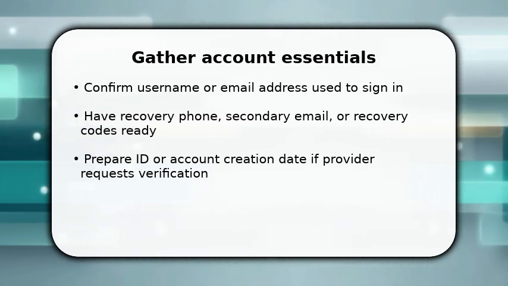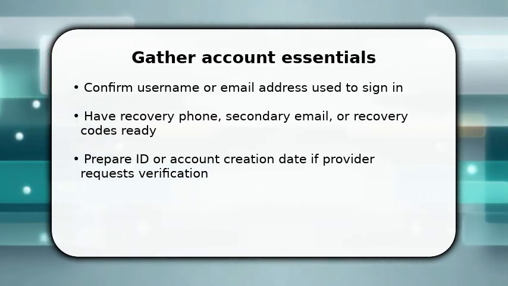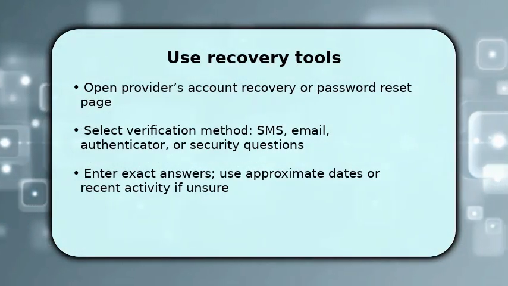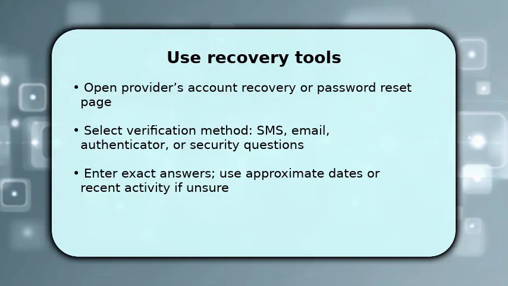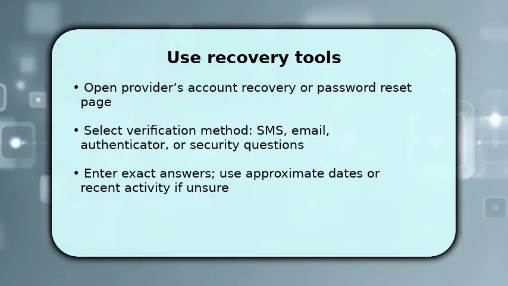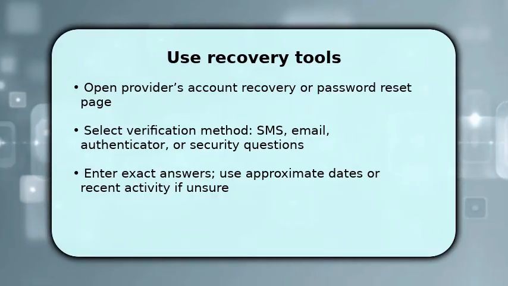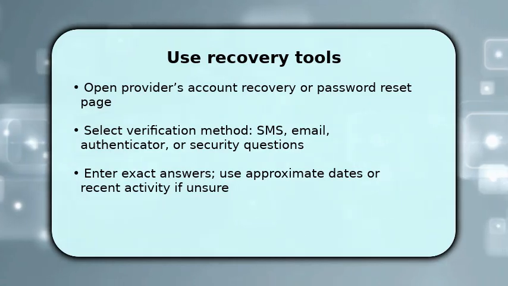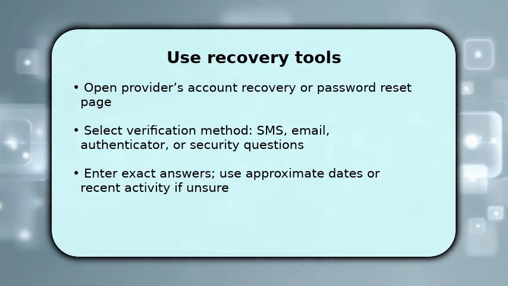You now go to the provider's recovery flow and enter the username. Follow prompts carefully. Choose the verification method you can access right now: SMS to your phone, alternative email, or authenticator app. If asked security questions, answer as accurately as possible. If uncertain, provide approximate dates or recent sent email subjects because systems accept close matches.